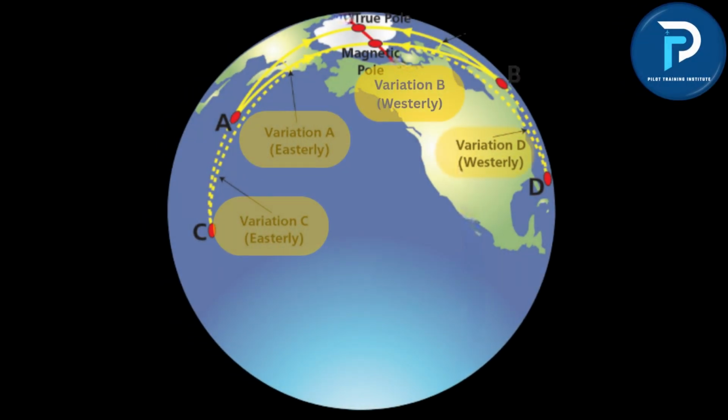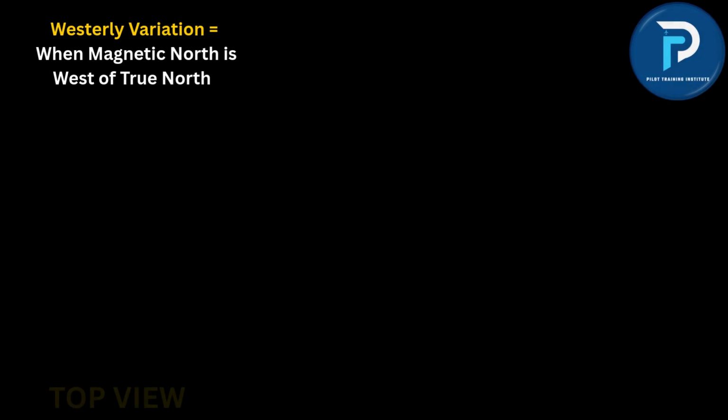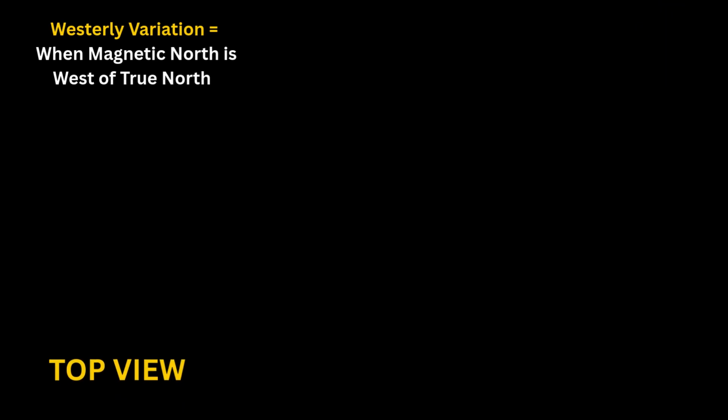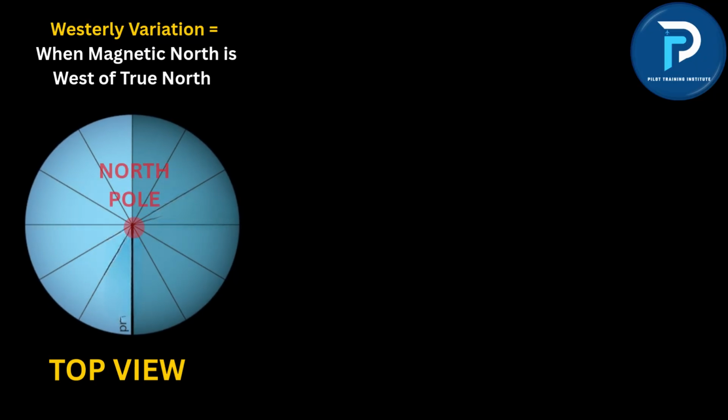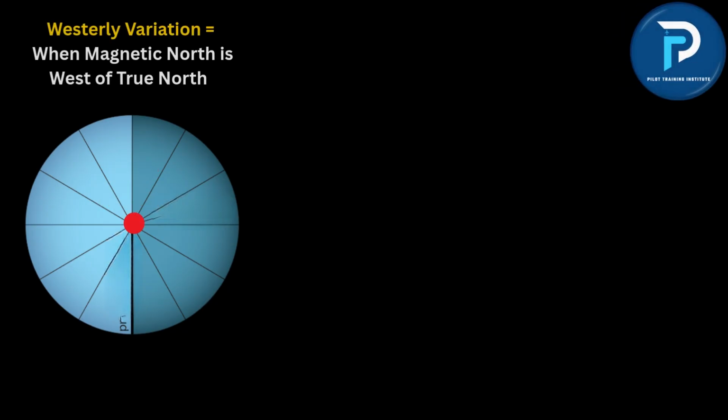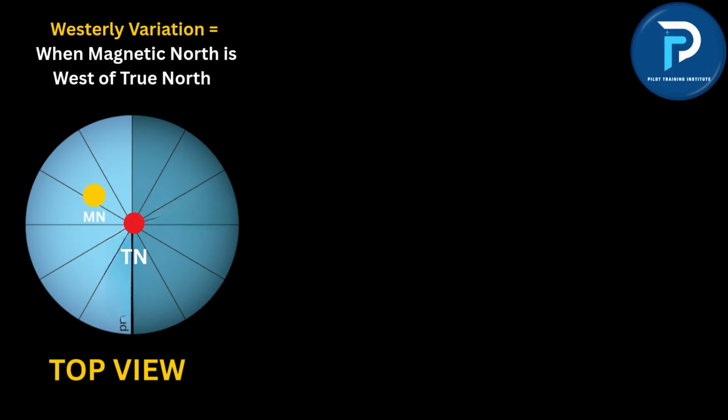So now let us understand what this westerly or easterly variation looks like. Now, with a westerly variation, your magnetic north is to the west of your true north. Now let us understand this better with a diagram. We'll first see the top view. Here you can see our true north, and with a westerly variation, your magnetic north will be to the west of your true north. So here is your magnetic north.